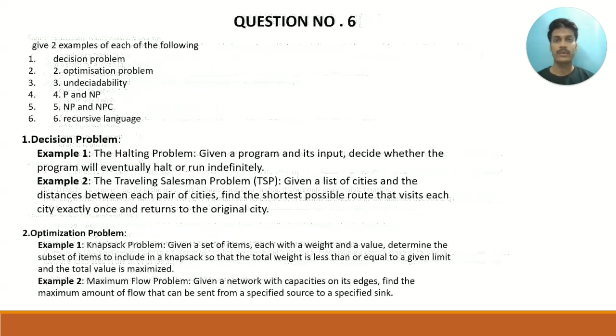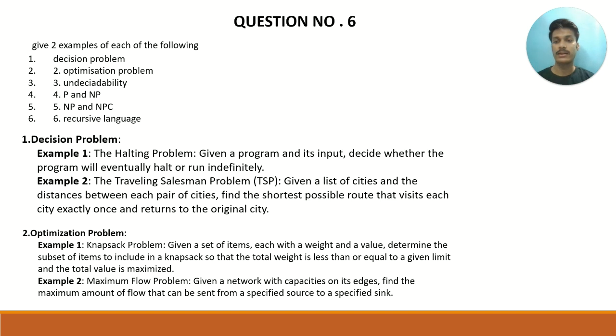So, moving to question number 6, give two examples of each of the following. First, a decision problem. Example number 1, the halting problem. Given a program and its input, decide whether the program will eventually halt or run indefinitely. Example 2, the traveling salesman problem. Given a list of cities and the distance between each pair of cities, find the shortest possible route that visits each city exactly once and returns to the original city.